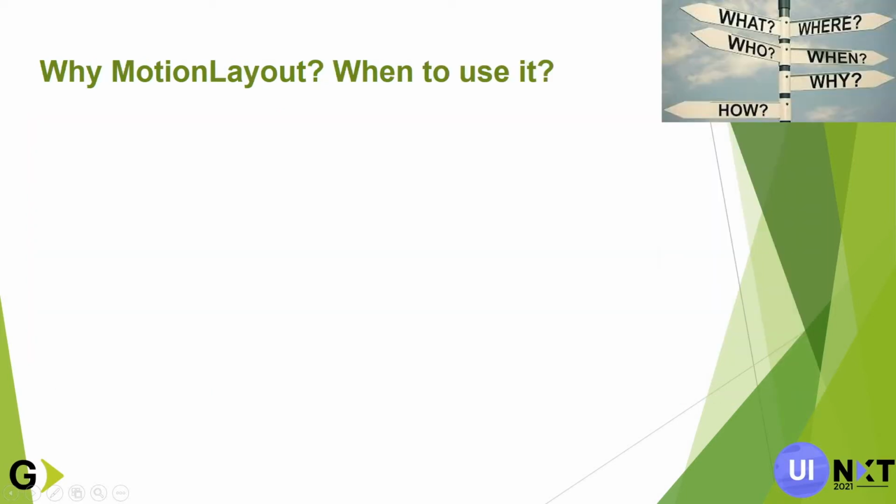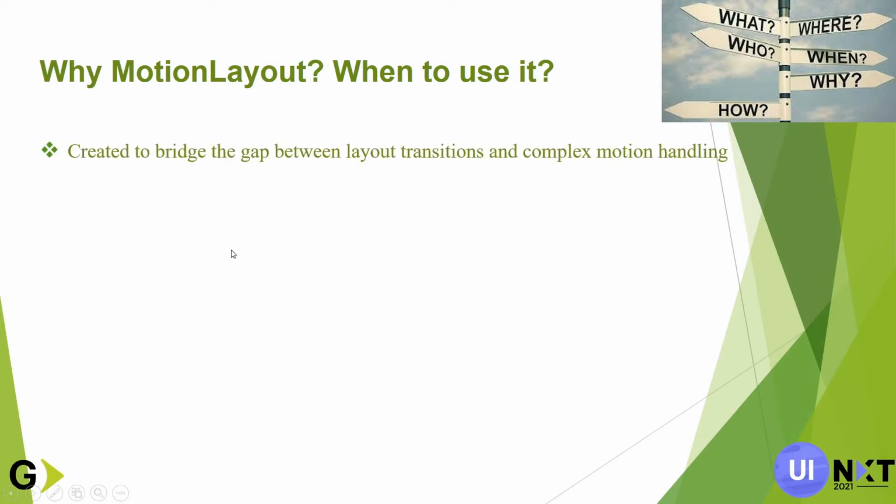Now let's try to answer the two questions: why motion layout and when to use it? Why should we use motion layout when there are out there a lot of helpers for doing animations, like animated vector drawable, or layout transition animation, or layout transition with transition manager, or coordinator layout? Motion layout was created to bridge the gap between layout transition and complex motion handling. In terms of capabilities, you can think of it as a mix between the property animation framework, transition manager, and coordinator layout. It lets you describe the transition between two layouts like transition manager, but can animate any properties as well, not just layout attributes.